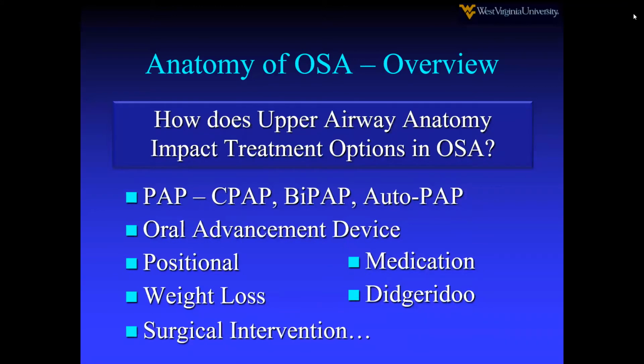So how does upper airway anatomy impact the treatment options for obstructive sleep apnea? These are our options: positive airway pressure, oral devices, positional therapy, weight loss, medications, more important in children, didgeridoo, believe it or not, British Medical Journal, and then surgical intervention.